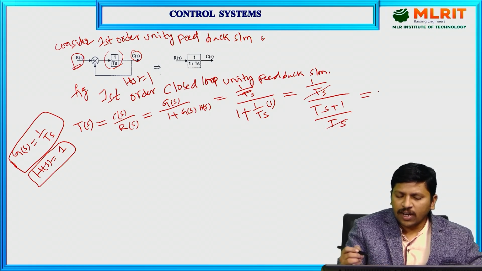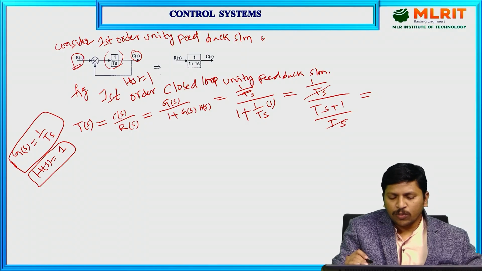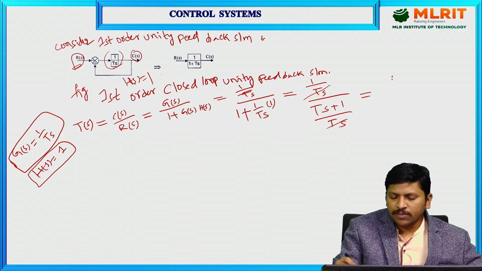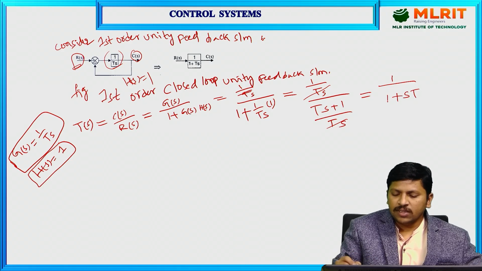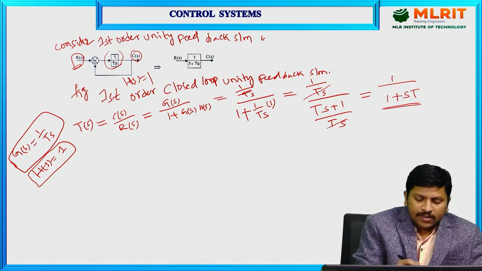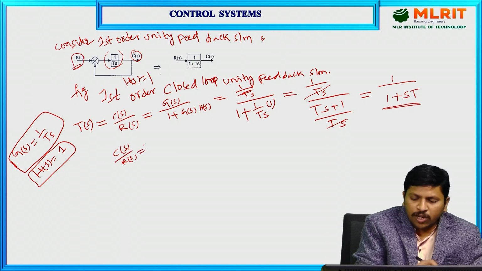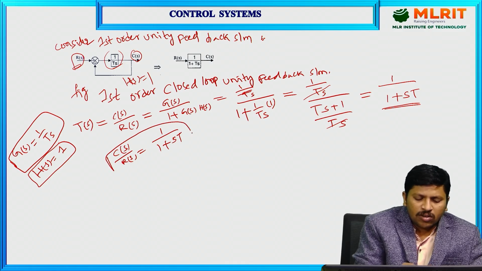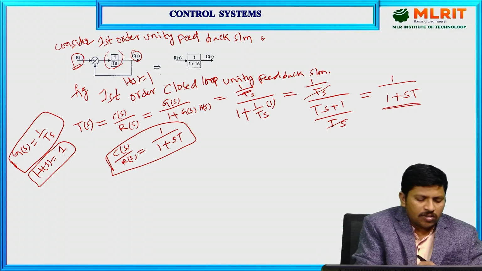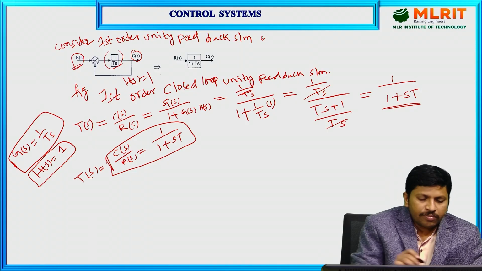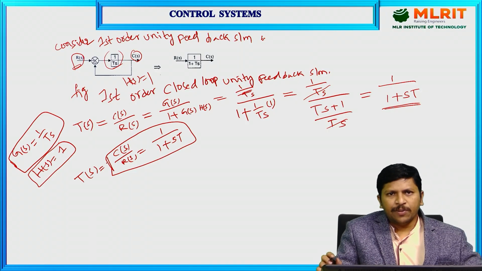Finally, we get the transfer function of the first order closed loop control system with unity feedback as directly 1 by 1 plus sT, or Ts. This is the transfer function, that is C of S divided by R of S, which equals 1 by 1 plus sT. This is the transfer function of the first order unity feedback system.